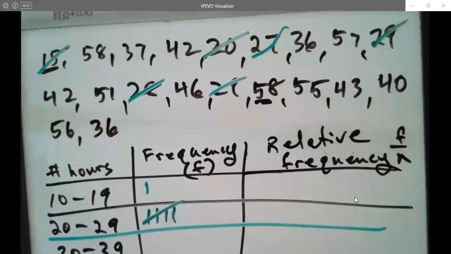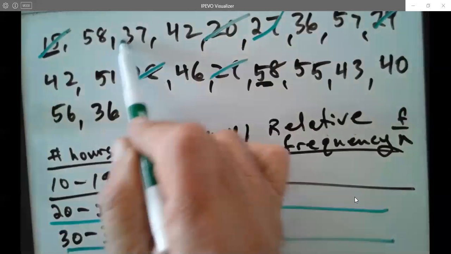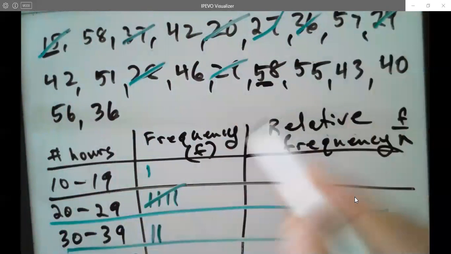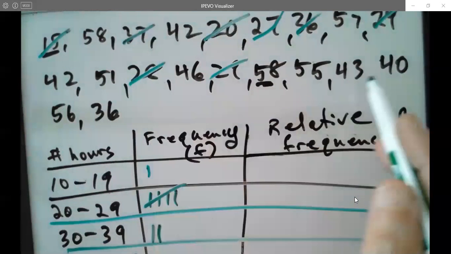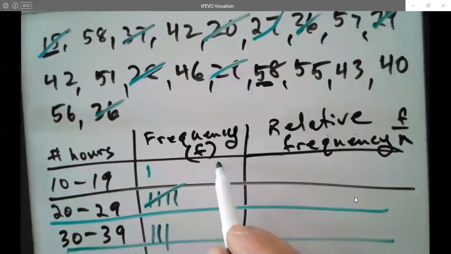Now we look at the 30s, 30 to 39. Here's 1, 37, that's 1. 36, that's another, and another 36. So that one's only 3. So we have 1, 5, 3 for each frequency.